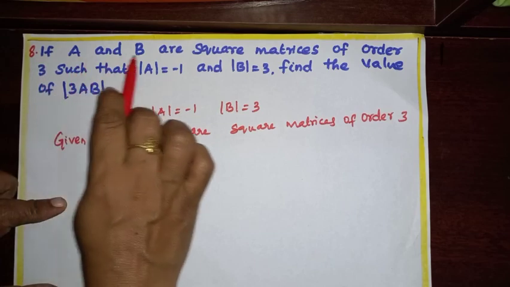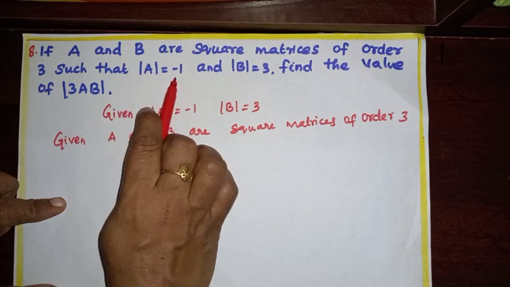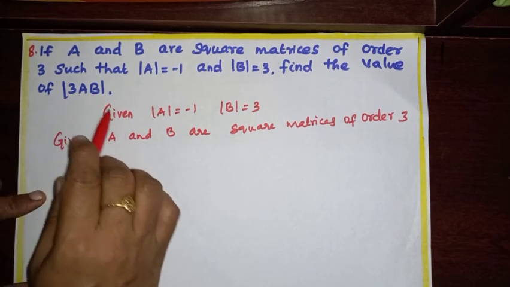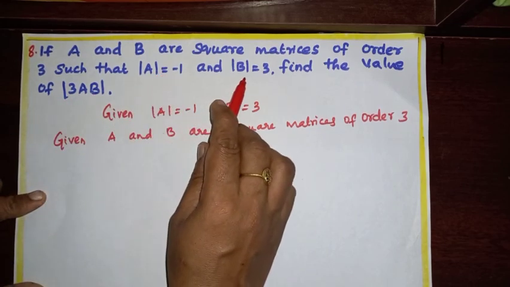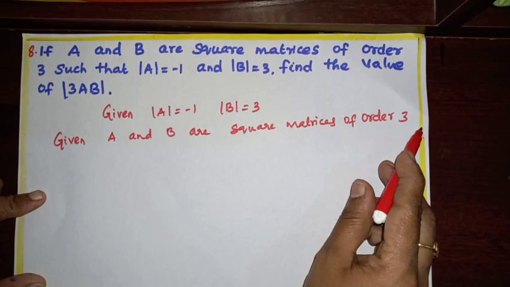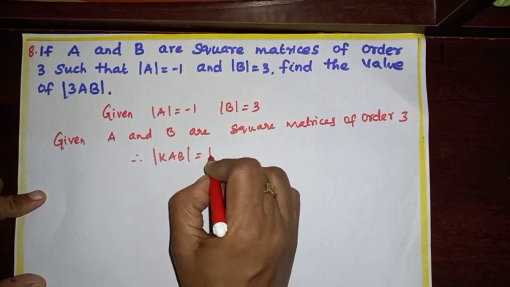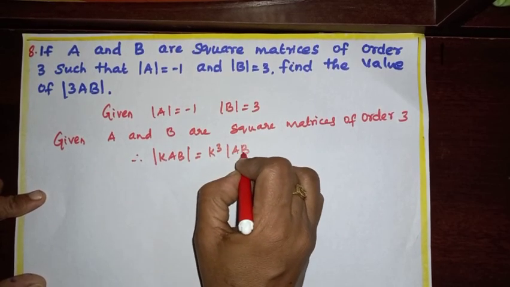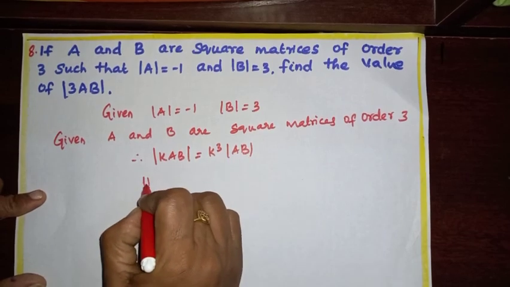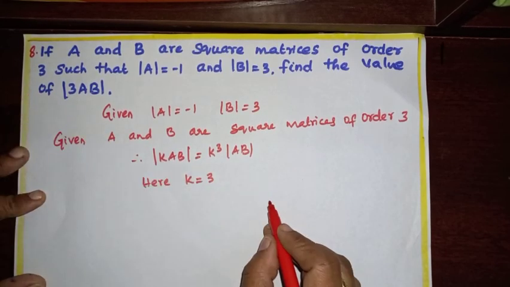Question number 8. If A and B are square matrices of order 3 such that determinant of A equal to minus 1 and determinant of B equal to 3, find the value of determinant of 3AB. Given determinant of A equal to minus 1, determinant of B equal to 3. A and B are square matrices of order 3. Therefore, determinant of KAB is equal to K cube determinant of AB. Since we have order 3, we get K cube determinant of AB. Here, K equal to 3.